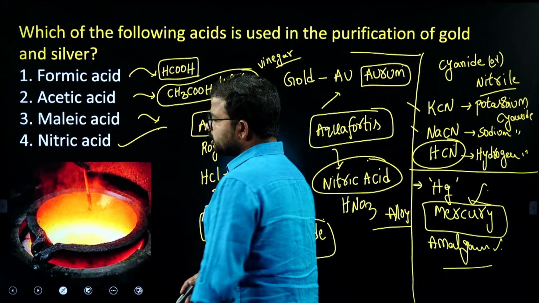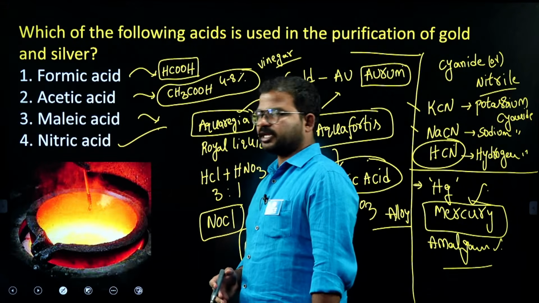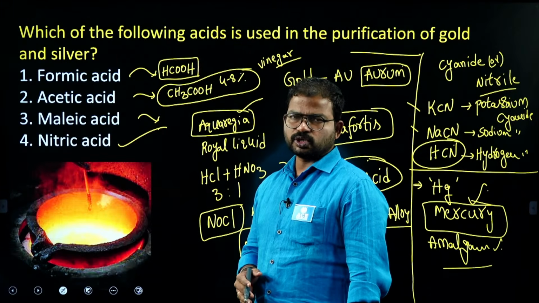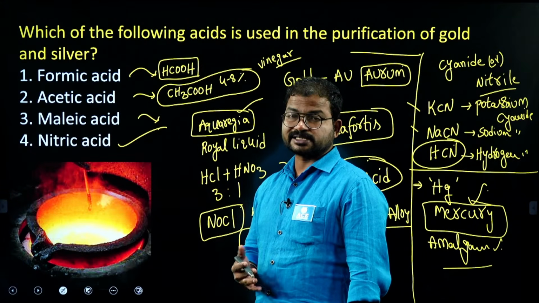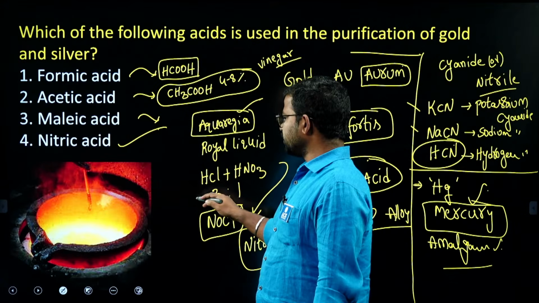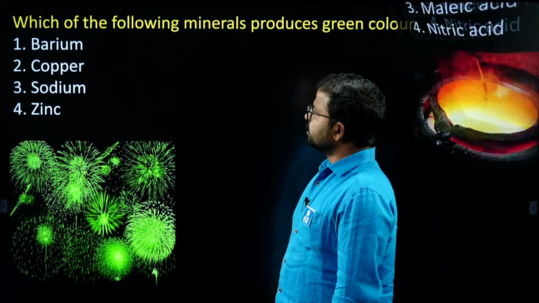So mercury can react with any kind of metal except two elements. The first one is platinum, and the second one is iron. Okay, next.